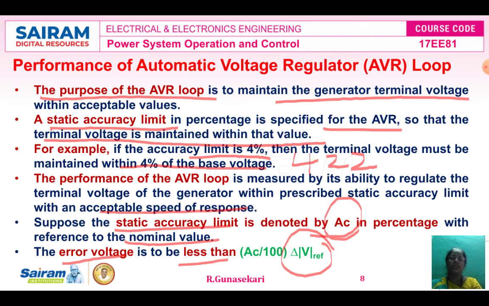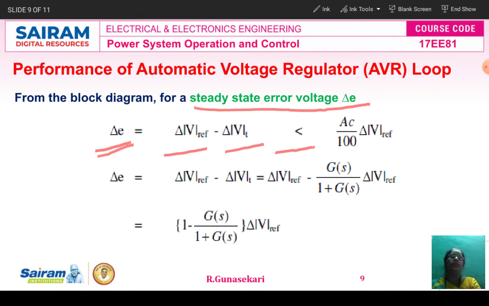Already, you know, here you can see in theory that the error voltage is to be less than AC divided by 100 into del V reference. Now I have to write this down in the equations. That is, AC divided by 100 into del V reference.